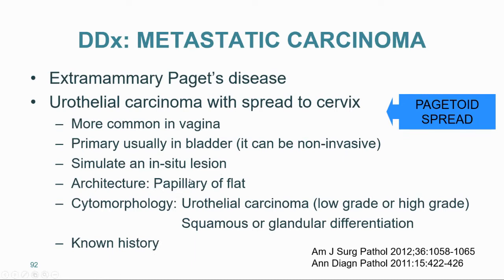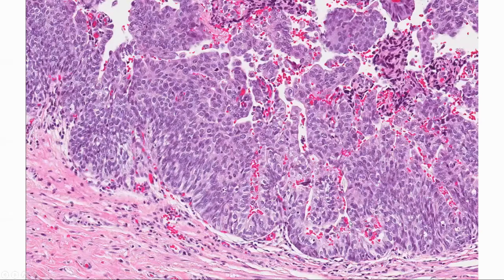Because the spread is pagetoid, they're going to simulate an in situ lesion, HSIL or adenocarcinoma in situ. The cytomorphology is going to resemble or pretty much mimic the morphology of the urothelial primary, which can be low grade or high grade and can have squamous or glandular differentiation, which doesn't really help, because if it has squamous or glandular differentiation, it's going to look pretty much like a cervical primary. And in those cases, the diagnosis can be quite difficult.